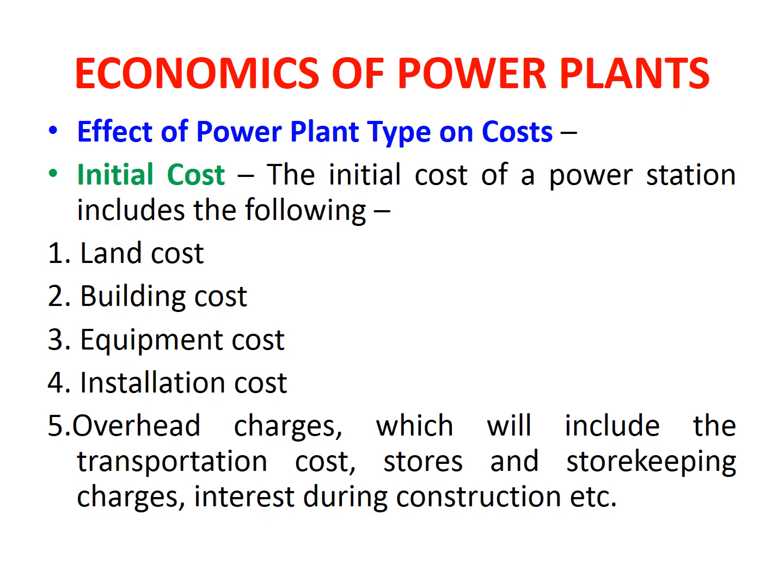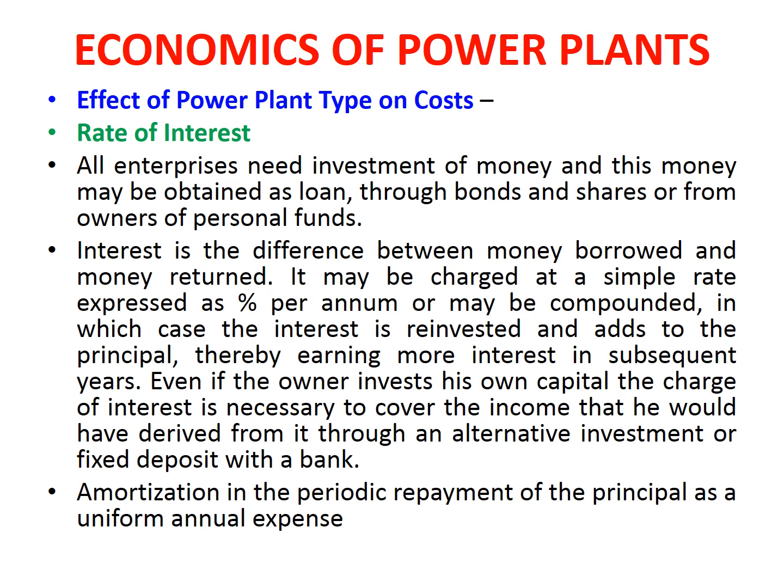So we are now going to see the next topic, rate of interest. After seeing initial cost, rate of interest: all enterprises need investment of money, and this money may be obtained as a loan through bonds and shares or from the owner's personal funds. When we implement a power plant design, the initial cost is much higher, as we explained in the last slide. The cost of the plant is a one time investment, but it is a huge amount, and this money can be taken as a loan through various systems. So the rate of interest is dependent upon the amount of the loan and the period of the loan.